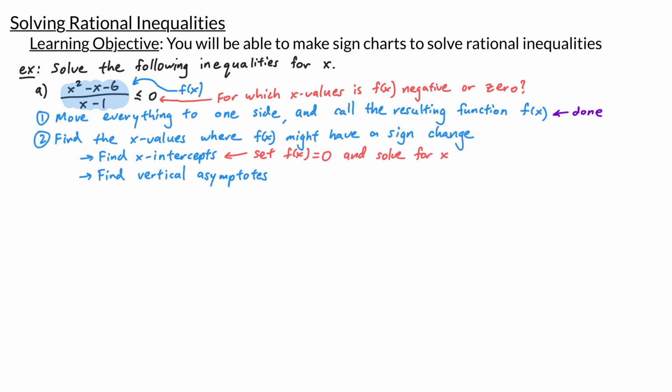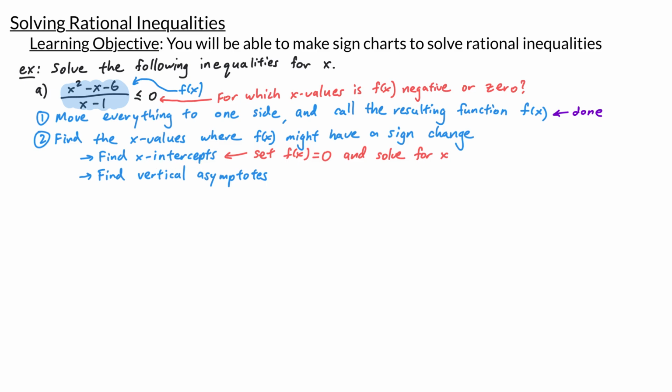First, we'll need to find the x values where the function might have a sign change. In our previous video, we saw that a function might have a sign change at the x-intercepts, and a function might also have a sign change at vertical asymptotes. When we were working with polynomial inequalities, we did not have to worry about vertical asymptotes, but now that we're working with rational functions, we do need to find them. So first, let's find the x-intercepts.